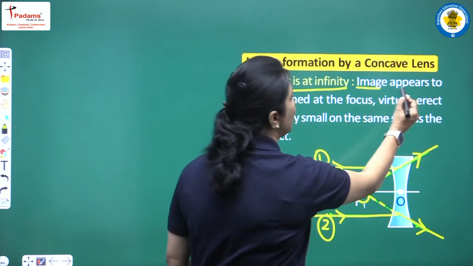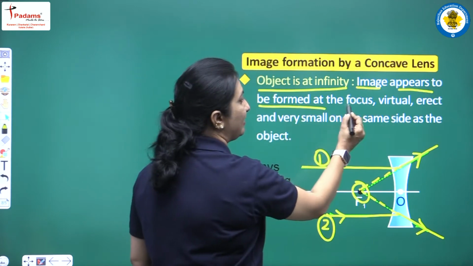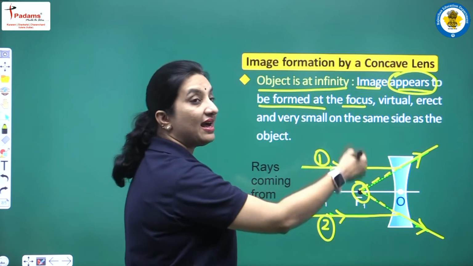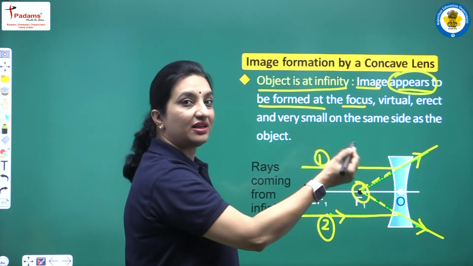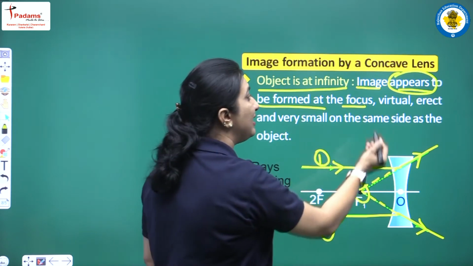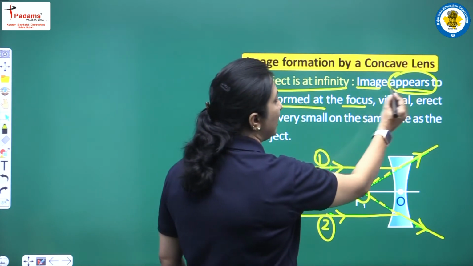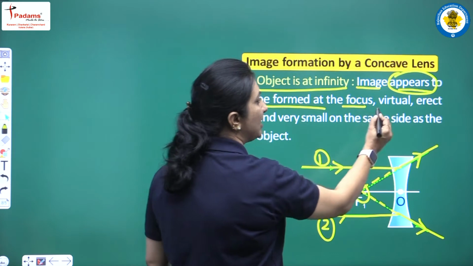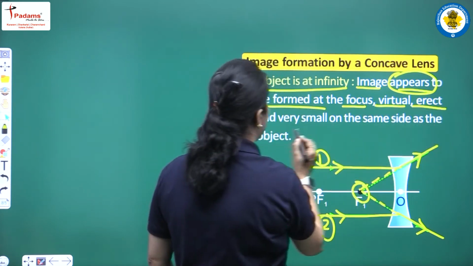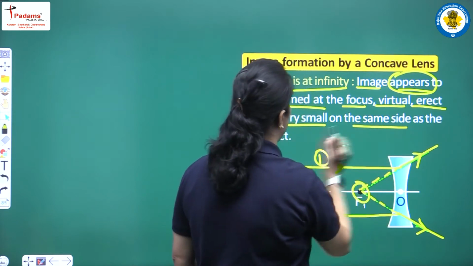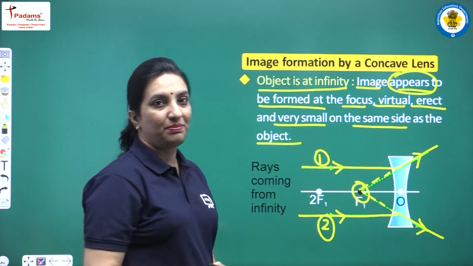So the image appears to be formed at the focus. Here we have used the word appears because they are not actually meeting, that is the refracted rays are not actually meeting, they appear to meet at the focus. So the image appears to be formed at the focus. It is virtual, erect and very small, and on the same side as the object is placed.